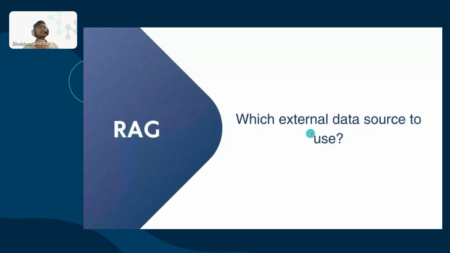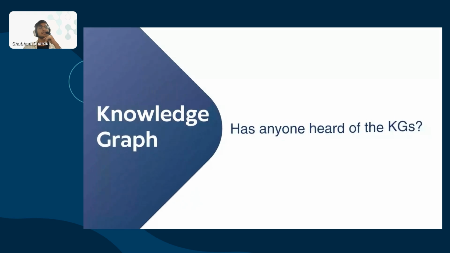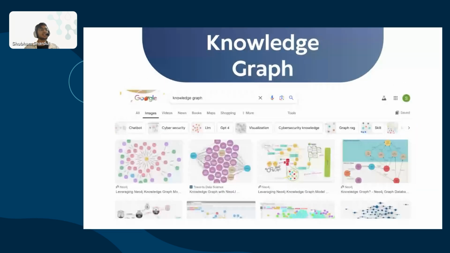But which external data source to use in RAG? We have worked with many of the relational databases, but have we heard of the knowledge graphs? I think some of you might have worked with knowledge graphs also. So what is a knowledge graph? If we search for knowledge graph on Google, we will come across these structures where we can see there are different nodes, different edges here. So what actually is a knowledge graph?